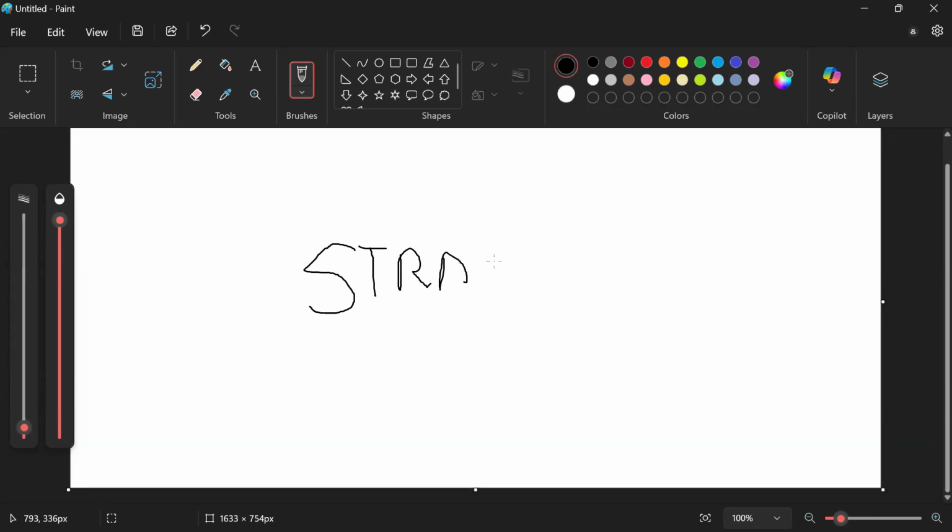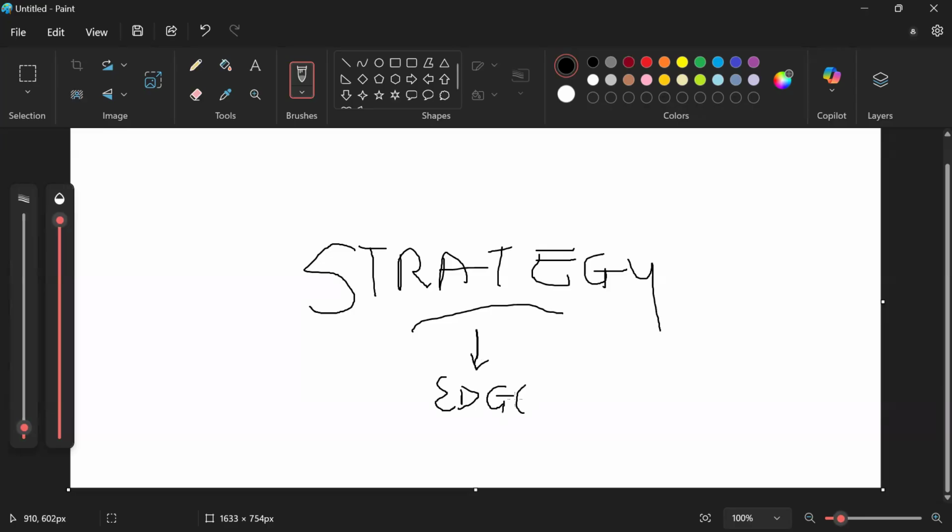So, strategy. In the end, it all boils down to strategy, right? Because when we talk about strategy, it is the strategy that gives you an edge in those probabilities. Because if the strategy is not good, you can still lose 50 times if you don't know what you're doing. So strategy gives you an edge to allow your winners play through.